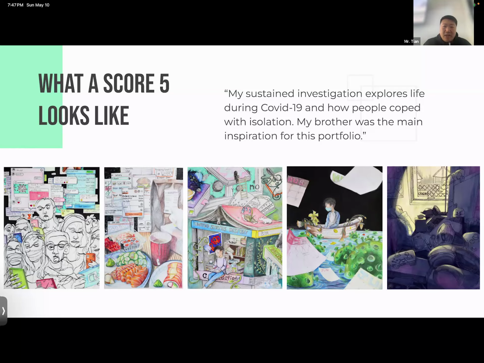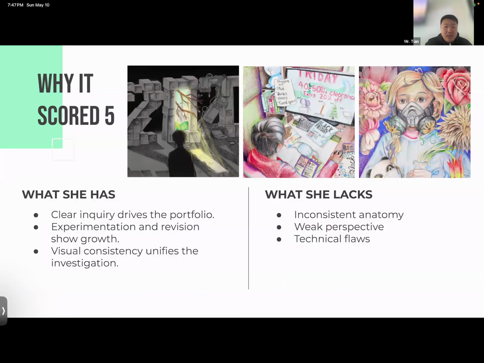What is interesting is that the technical drawing is not really strong. Some of the anatomy, perspective, and rendering technique is clearly imperfect. But even with those weaknesses, this portfolio still earned the highest score, which is a 5. Why? Because the investigation is very clear, the ideas are connected, and the student shows strong artistic development across the portfolio. Okay, let's go to the next page.